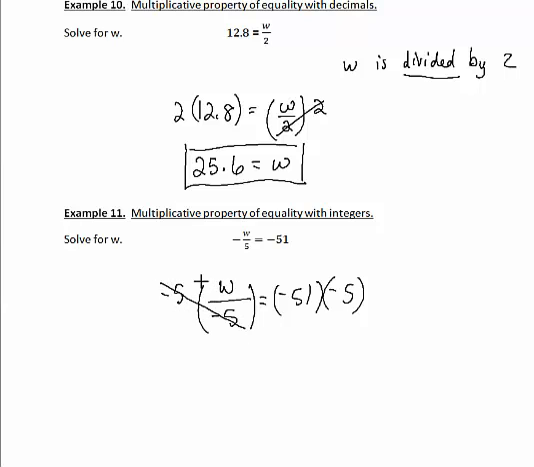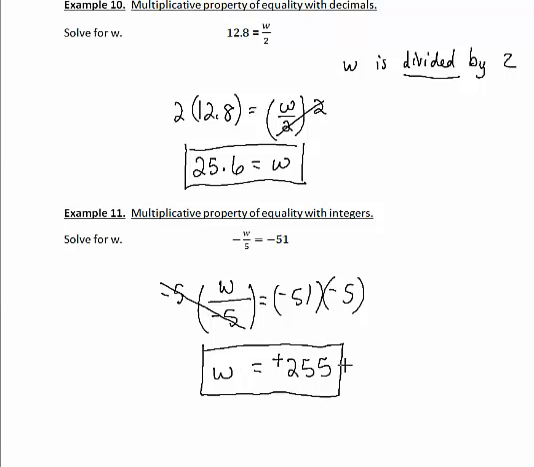On the left, the -5's cancel. I'm left with a W, which is the goal of solving an equation, variable by itself on one side. And then I multiply 5 times 51, and I get 255. And the double negative rule says that the 255 would be positive. And I have now solved this last equation, W equals 255.